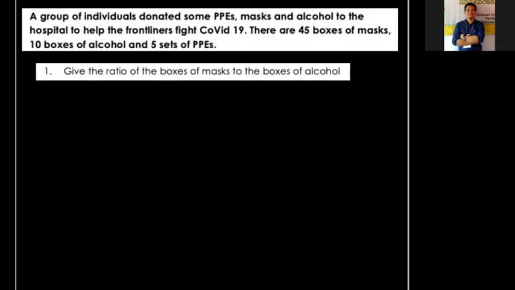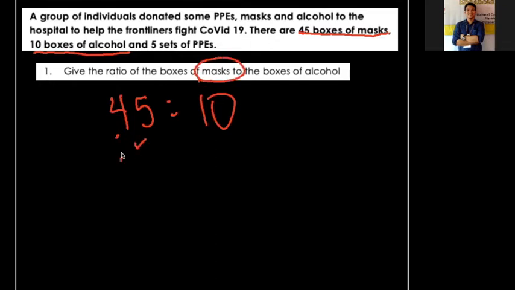Since there are 45 boxes of masks and 10 boxes of alcohol, we can write the ratio as 45 is to 10. So meaning we write first the one for the masks, and next is the one for alcohol.